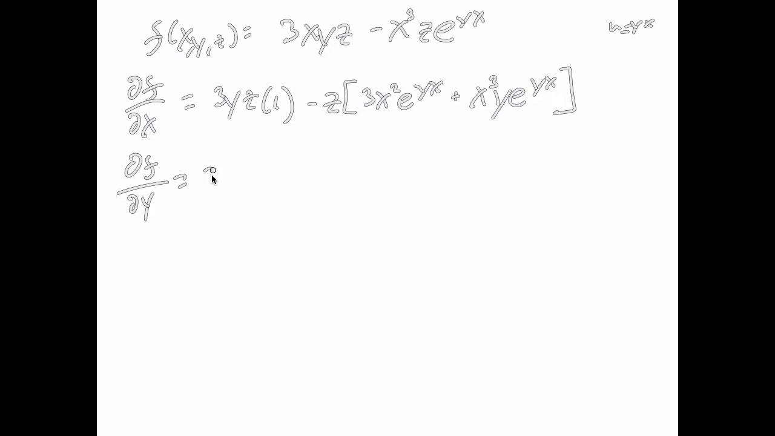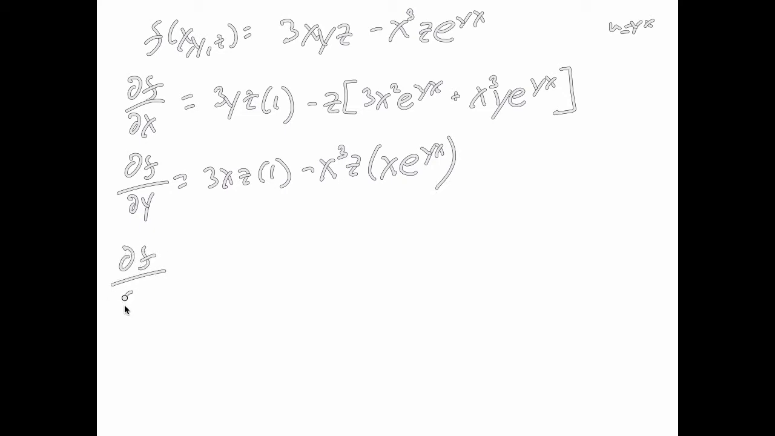For y, again, you have 3xz, those are constants, times the derivative of y, which is 1. There's only y in one place here. Both x and z are constants, so we leave them out front. The derivative of e to the yx, you pull down the x because that's a constant. So actually you get x to the fourth here. And you get back e to the yx again.